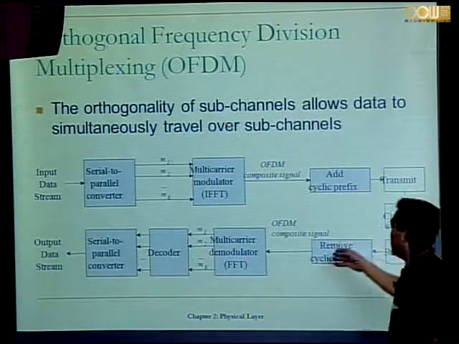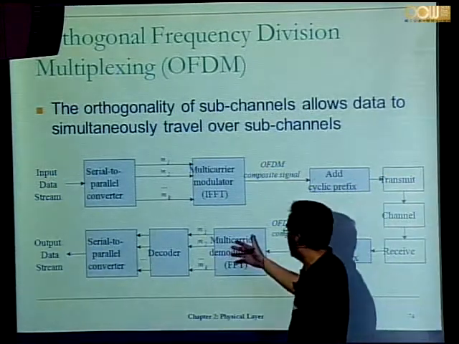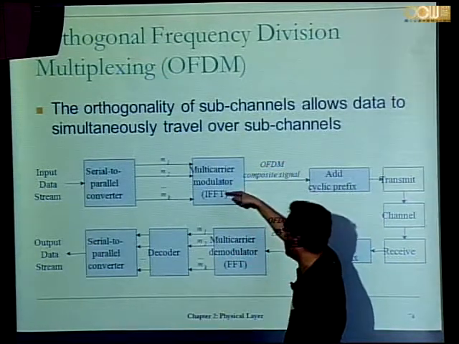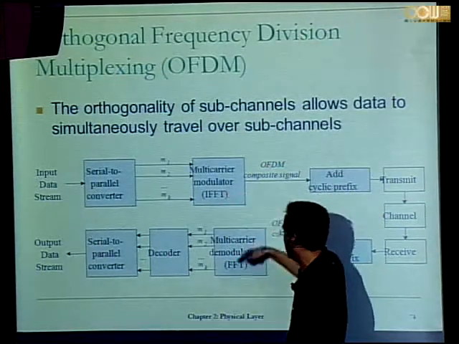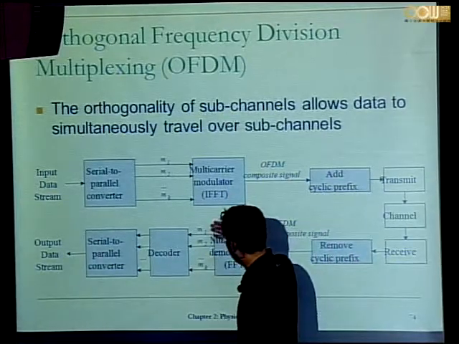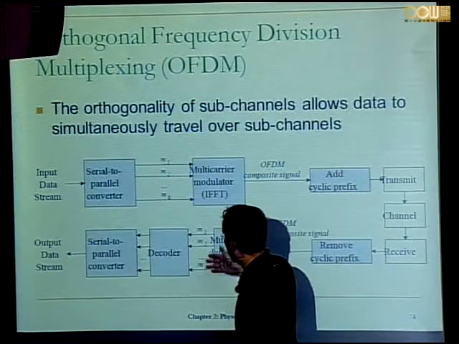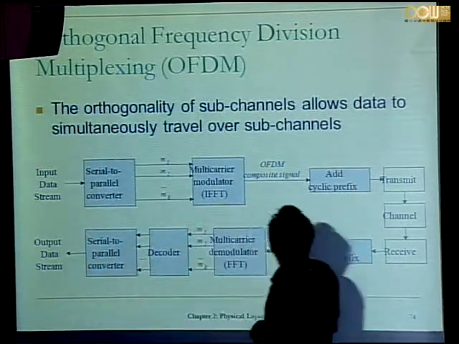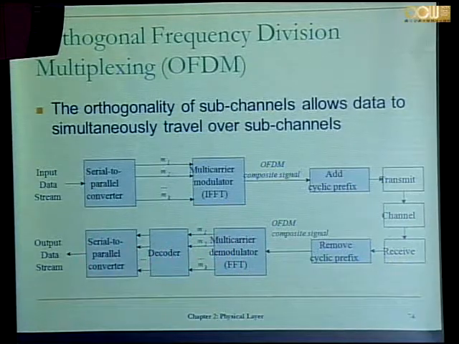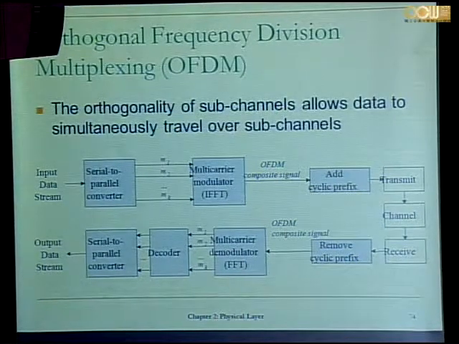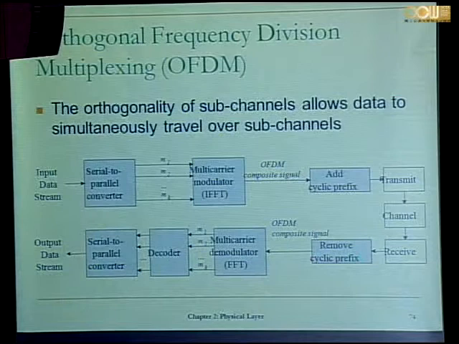And at the receiver, it will then do the fast Fourier transform, the reverse operation of this inverse fast Fourier transform here, and then get back the original signals, and then combine them together back to one stream. So these are the basic operations of OFDM using multiple carriers.